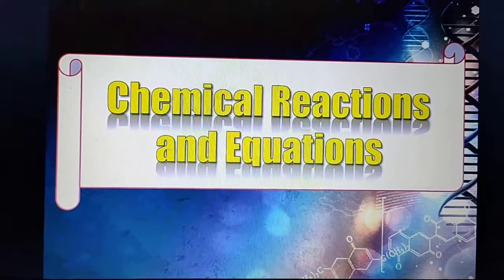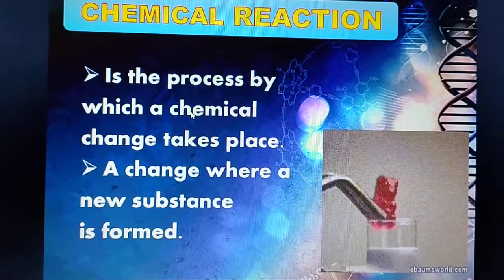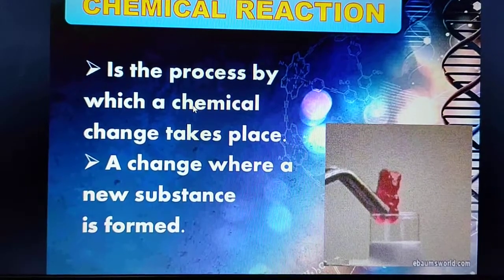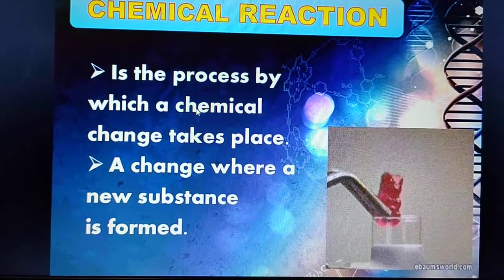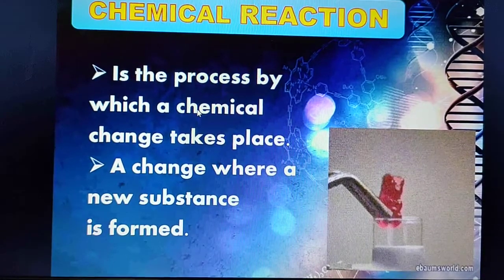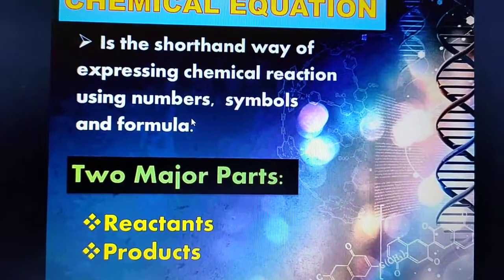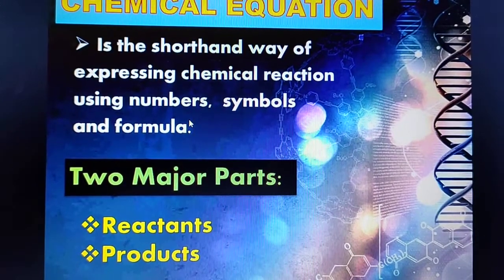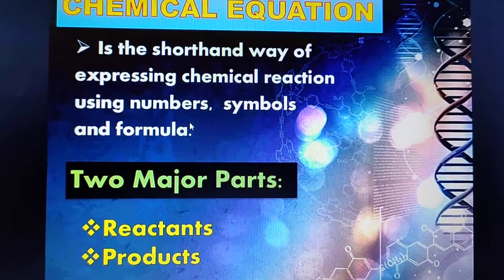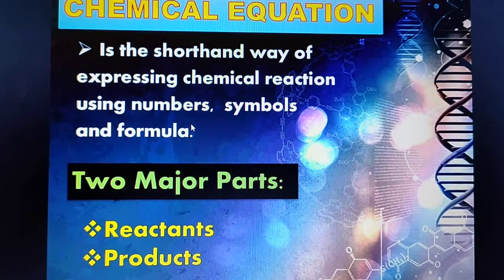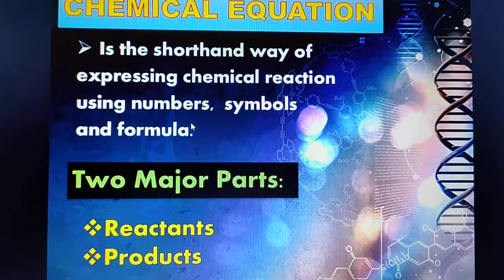Okay, so let's start. First of all, you should know what a chemical reaction is. It is the process by which a chemical change takes place, a change where a new substance is formed. So that is a chemical reaction. Now let's move to chemical equation. It is a shorthand representation of a chemical reaction using numbers, symbols and formulas.